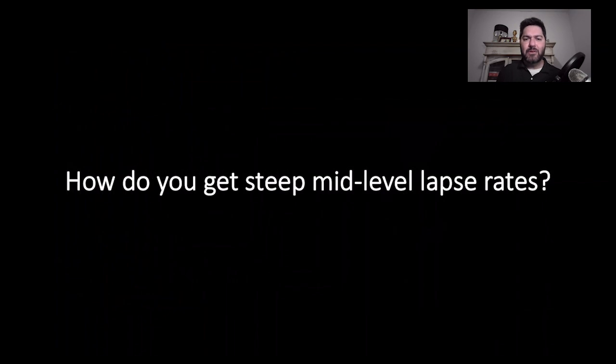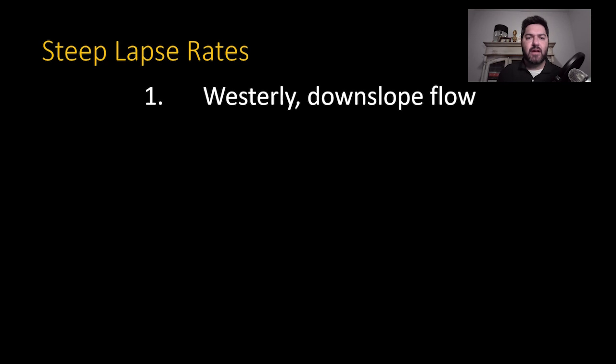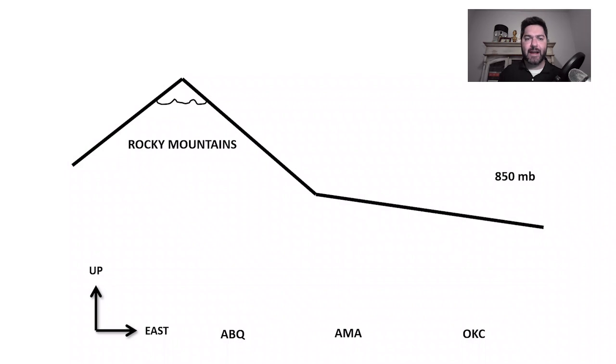So how do you get steep mid-level lapse rates? It all starts with westerly downslope flow. Let's take a look. So here's a diagram of the Rocky Mountains. We're moving from Albuquerque to Amarillo to Oklahoma City on the bottom as we're going from west to east, and then up is up. So let's imagine that we superimpose westerly flow over the mountains, pretty common case.